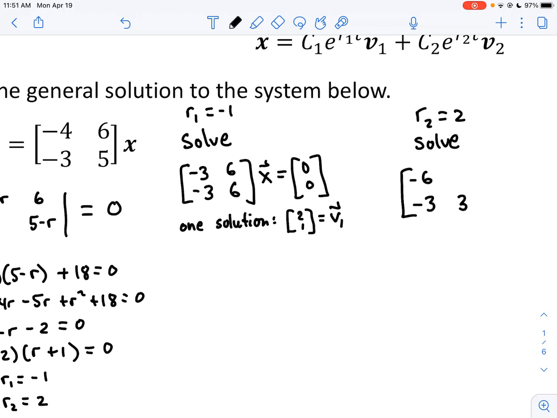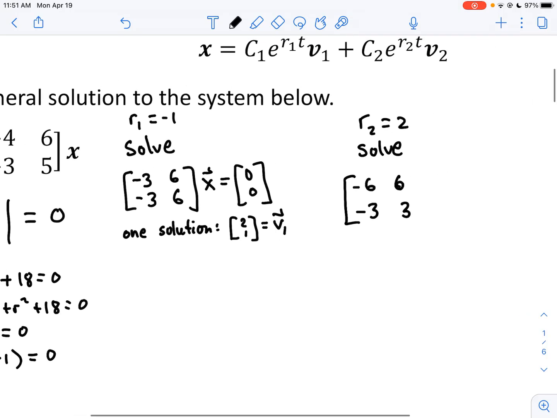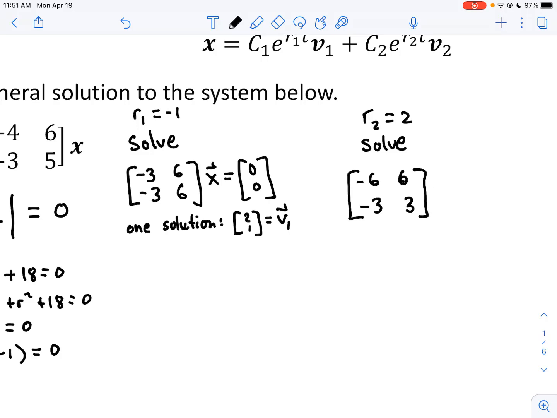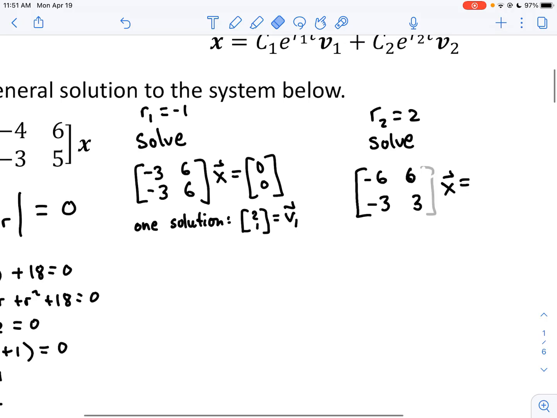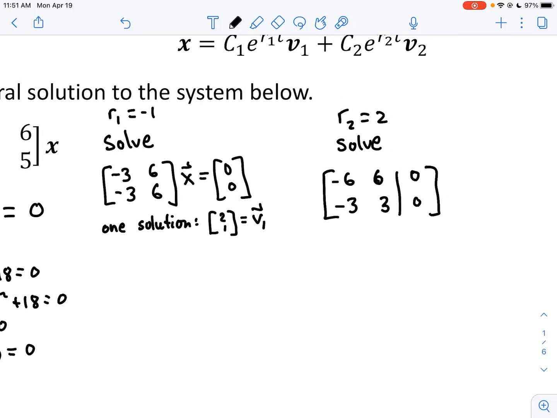And the other entries do not change. So we're trying to solve this system. And you can write this in augmented matrix form if you want. It doesn't really matter. You can write it like this and say this is what we're trying to solve. And of course, one way to do this is to put this in reduced row echelon form.